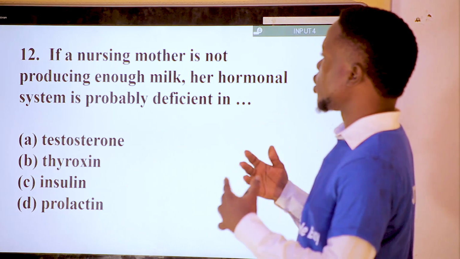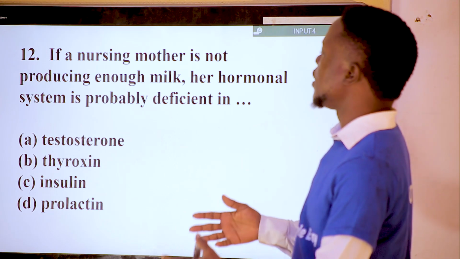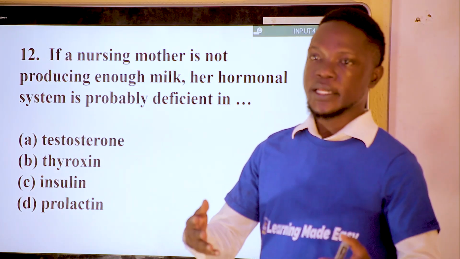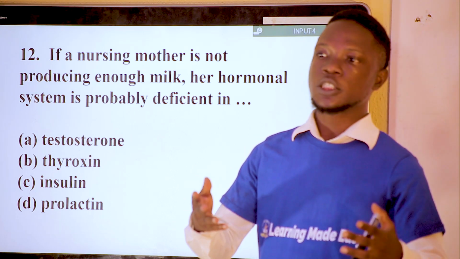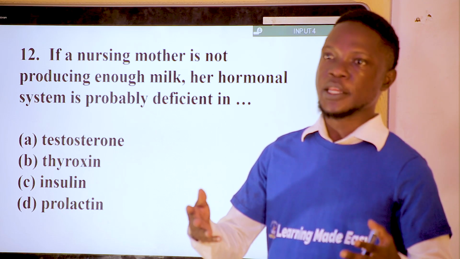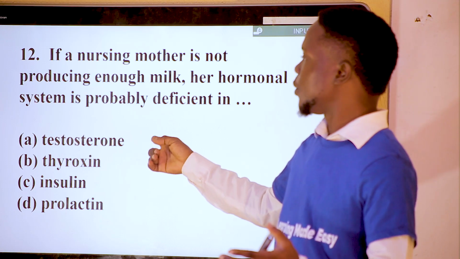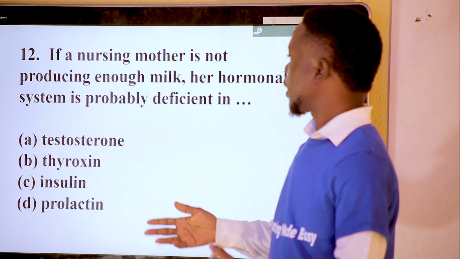Question number 12. If a nursing mother is not producing enough milk, her hormonal system is probably deficient in dash. So for women, they produce hormones such as estrogen and progesterone. Those are the two major hormones that they produce. While in men, they produce more testosterone. So we can see that testosterone cannot be the answer because it is produced by men.